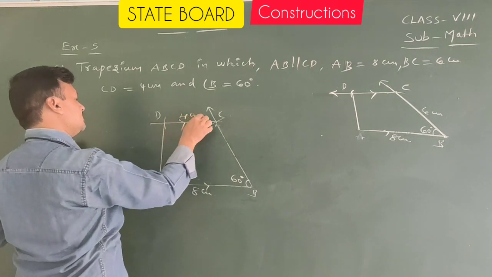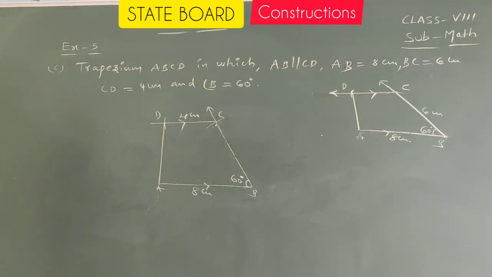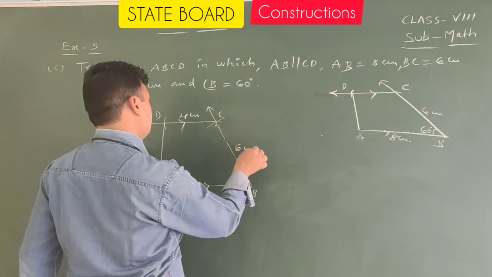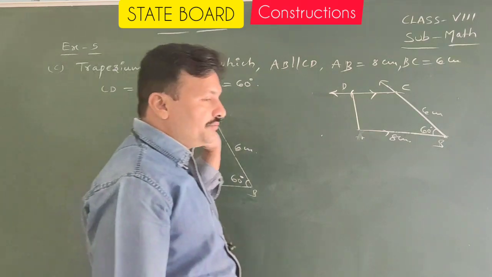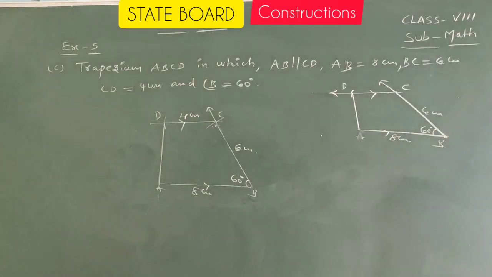Here 4 centimeters. Here 6 centimeters. For the construction of a trapezium, we require 4 measurements because one pair of parallel sides we have. In this way you can construct a trapezium.